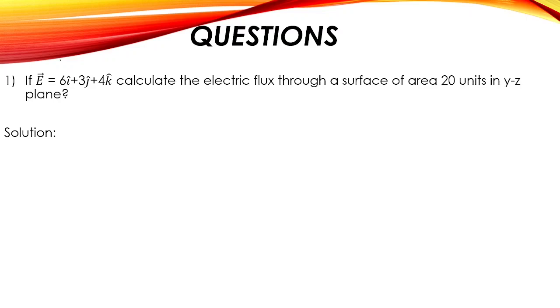So here they have provided the electric field. E is equal to 6i cap plus 3j cap plus 4k cap, and the area is given. The magnitude of area is given, A is equal to 20 units. So here we have the electric field and the magnitude of area. So what will be the direction of area?